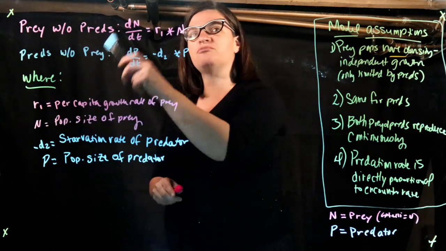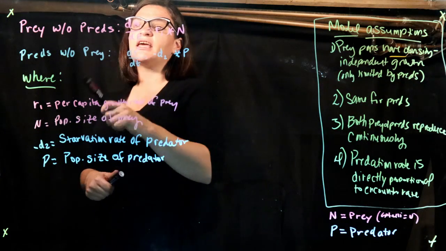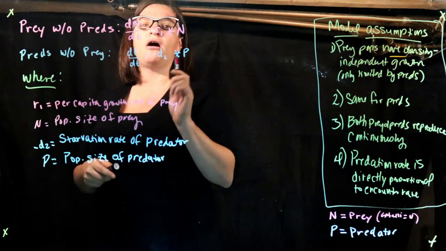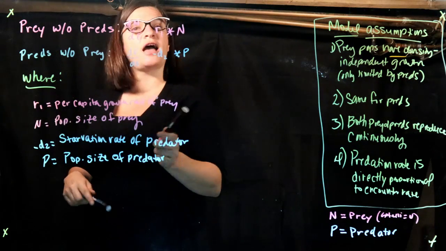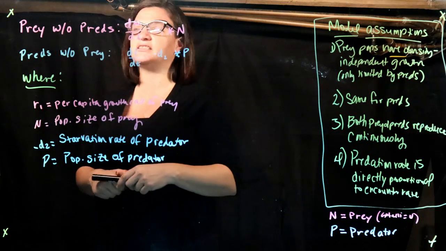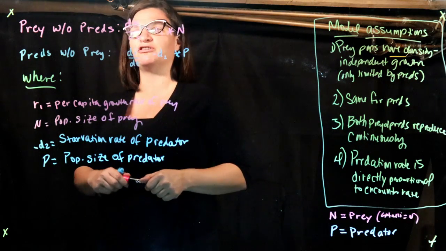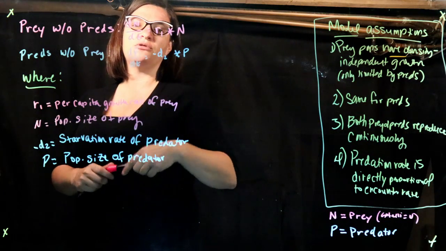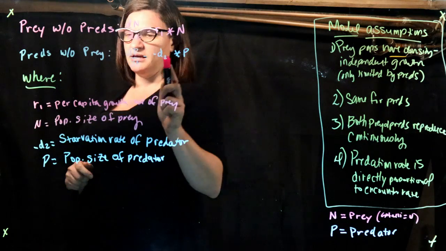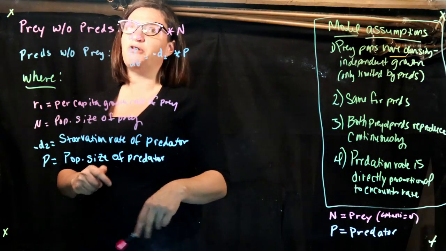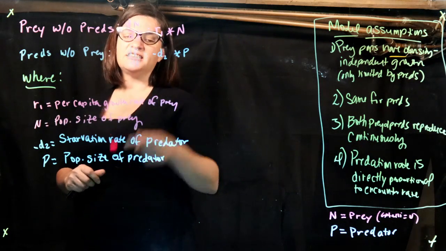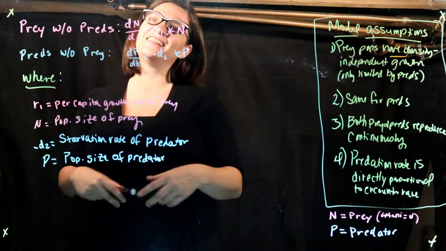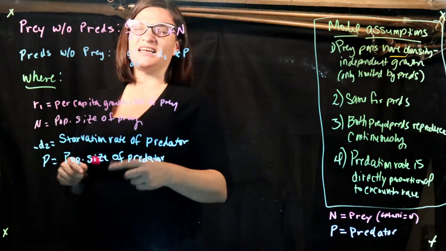So if we go over here to the actual mathematical models, you can see that if we're looking at prey on their own with no predators, we have our simple population growth rate, r1 times N, where r1 is the per capita growth rate of the prey and N is that population size. Density-independent growth. Now predators without prey are a little different. dP over dt is equal to negative d2 times P. So P is again the population size of the predator, and this negative d2 is the starvation rate of the predators. So the more they starve, the less their population will grow, and that's why that's a negative rate.